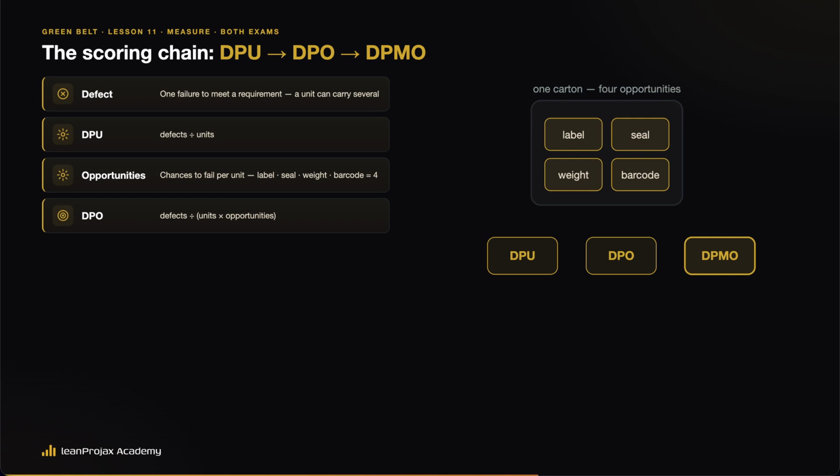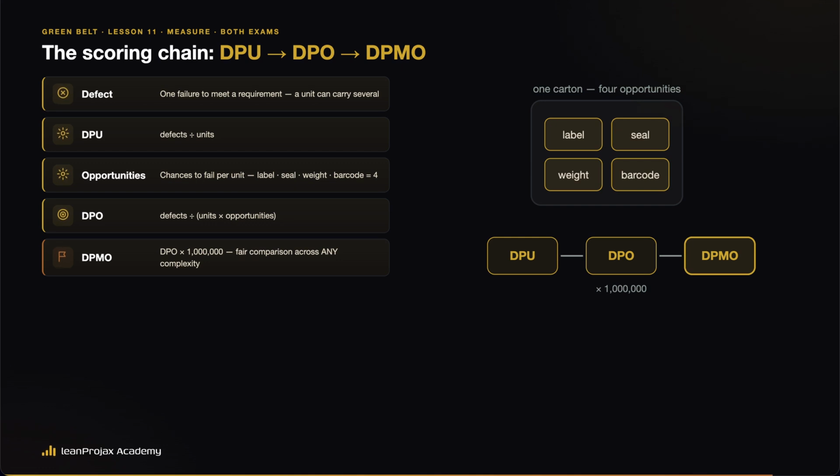DPO is defects divided by units times opportunities. Scale that to 1,000,000 and you have DPMO. Defects per million opportunities. The number that lets a 4-opportunity carton compare fairly with a 200-opportunity circuit board.